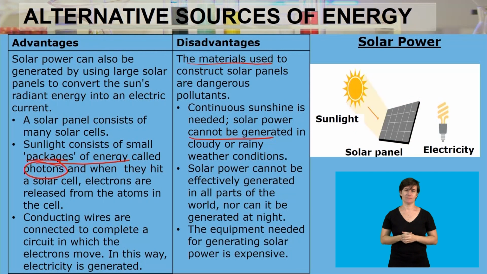So solar power cannot be effectively generated in all parts of the world, nor can it be generated at night. We can generate solar power only during the day, because once night comes, we no longer have the sun that is going to be used to generate that electricity. And lastly, the equipment needed for generating solar power is expensive. For us to build all of these solar panels, we are going to need a lot of money to buy the parts that are needed.